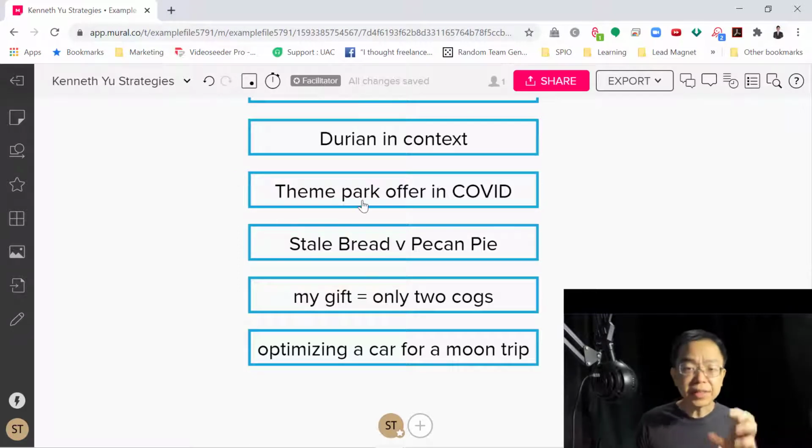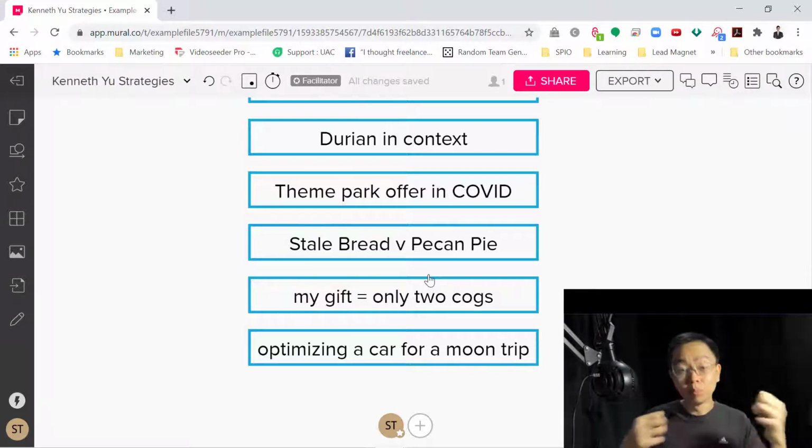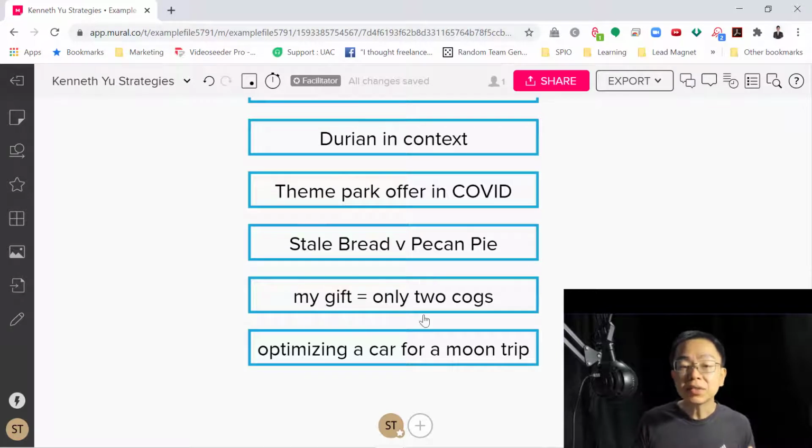I love this one. Stale bread versus pecan pie. It elicits something completely different. It's not visual anymore, but it is gustatory, right? It's almost like steak versus grass, something like that. That may be a much broader, much bigger divide, but the idea is you have to divide anyway. My gift is only 2 cogs in a machinery. So he was talking about his mistaken understanding that just because I'm good at copywriting, I can start a business.